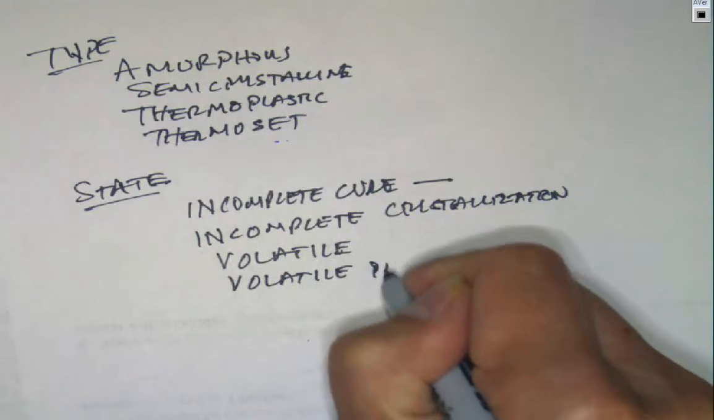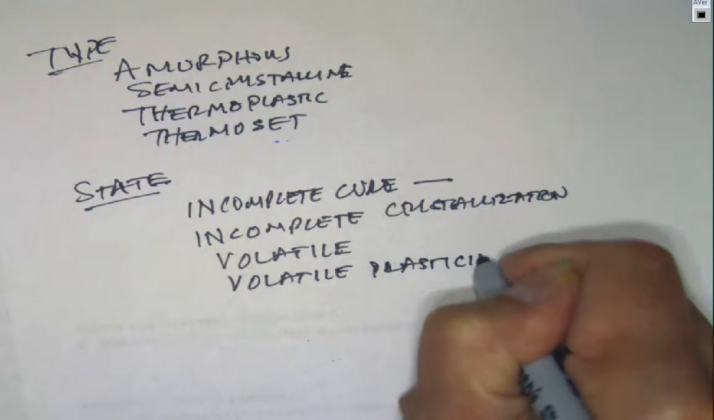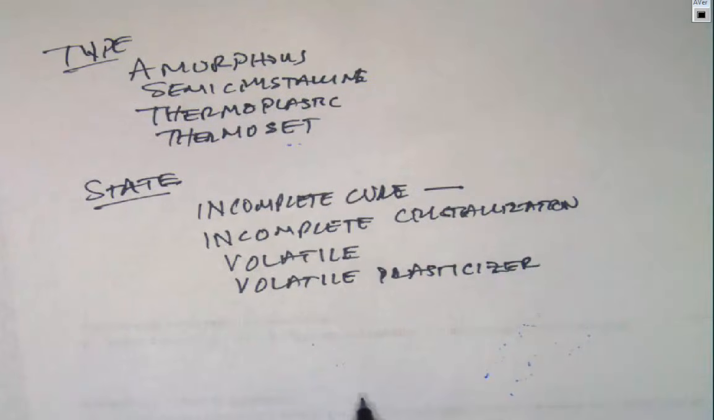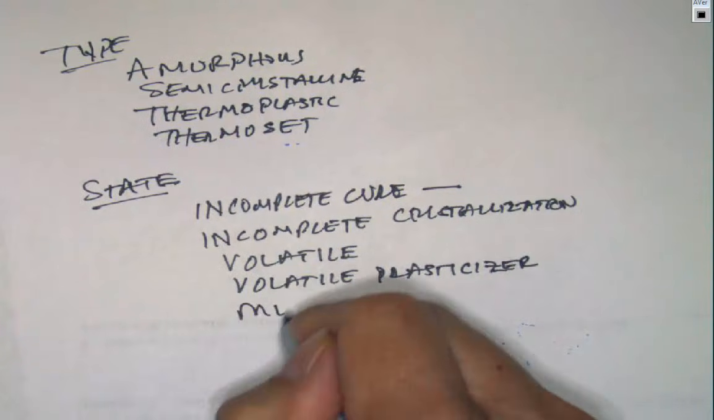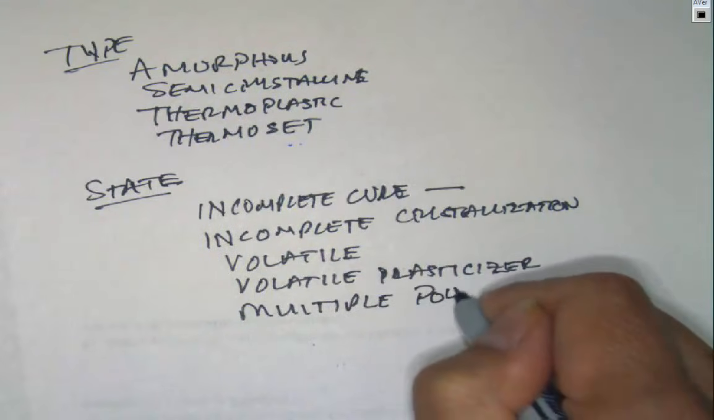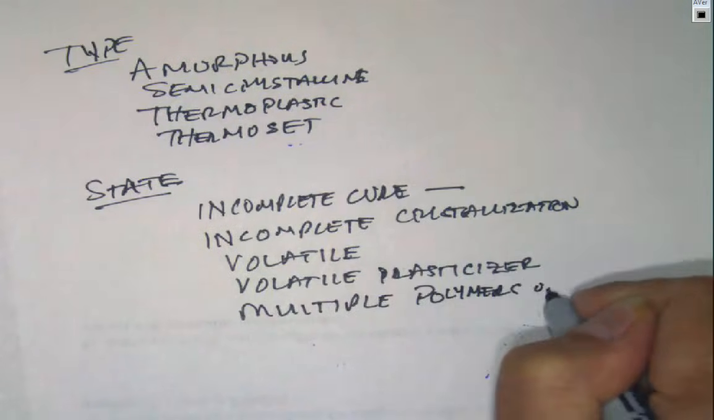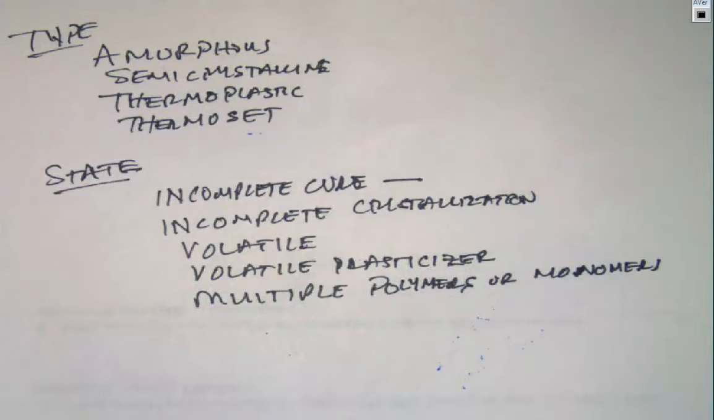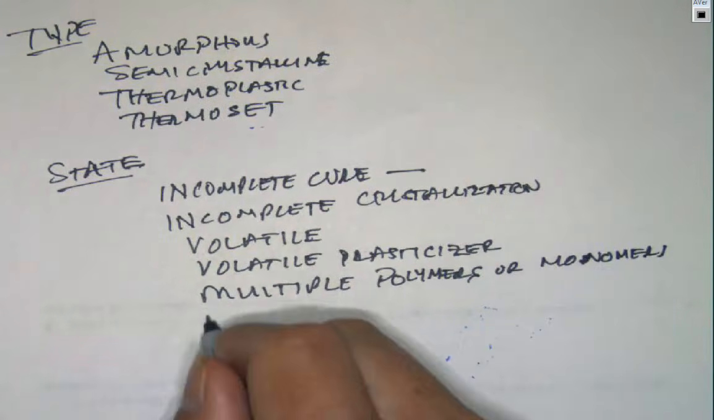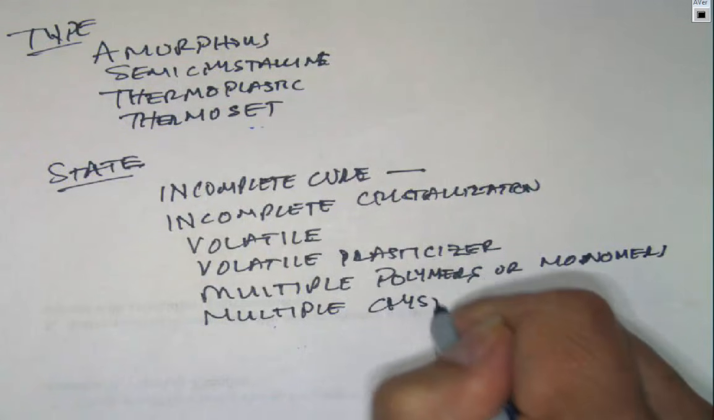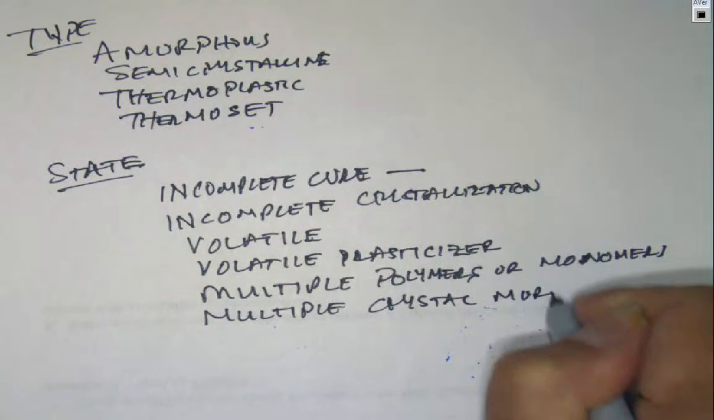You could have a volatile that's a plasticizer. Any other kind of plasticizer you're not going to be able to detect in the DSC. If it doesn't leave, it's there, it's permanent, you're not going to pick it up. So it's not going to be a question you have to answer on exams. We could have multiple polymers or monomers. In a block copolymer, it's possible that you would have more than one Tg show, and we'll look at that in a second. And you could have multiple crystal morphologies, which we talked about at some length.